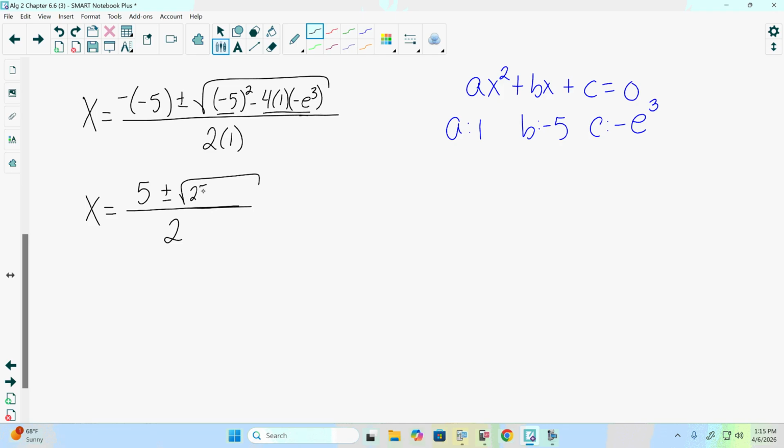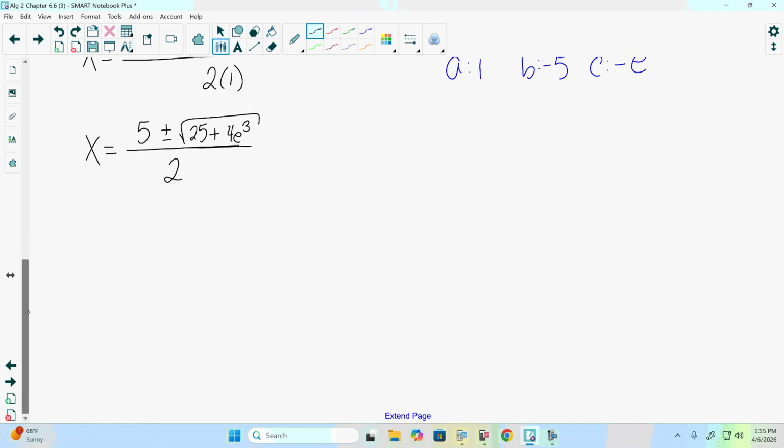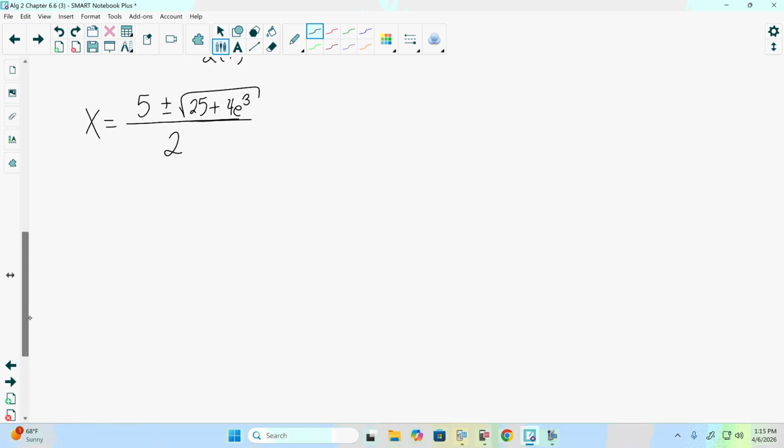Negative 5 squared, well, negative 5 times negative 5 is 25. Minus 4 times 1 times negative e cubed. Well, our negative 4 times 1 is negative 4. Our negative 4 times negative e to the third, that negative and negative would make a positive. 4 times e to the third is just going to be 4e cubed. So x is equal to 5 plus or minus the square root of 25 plus 4e cubed, all over 2.